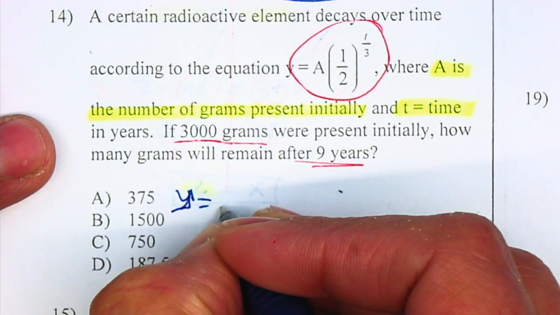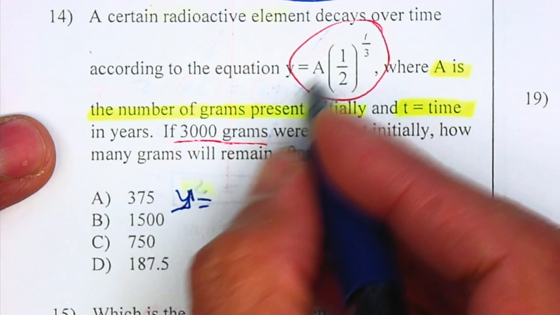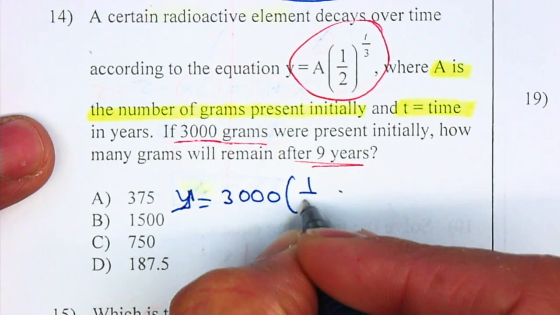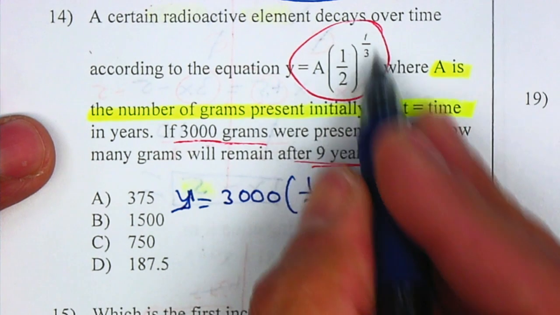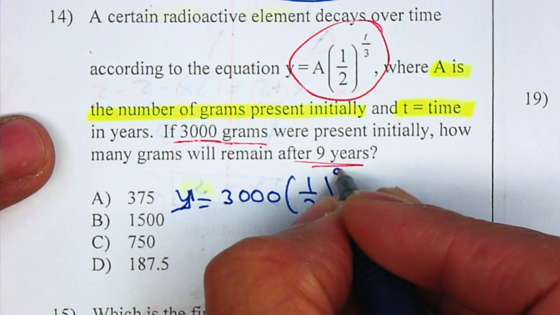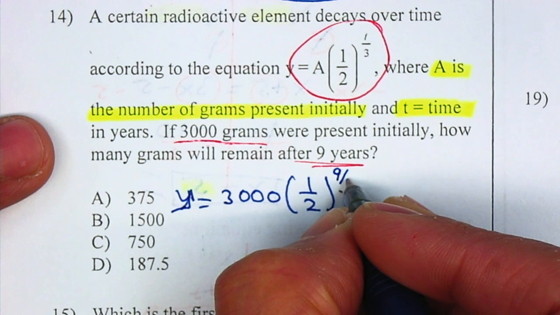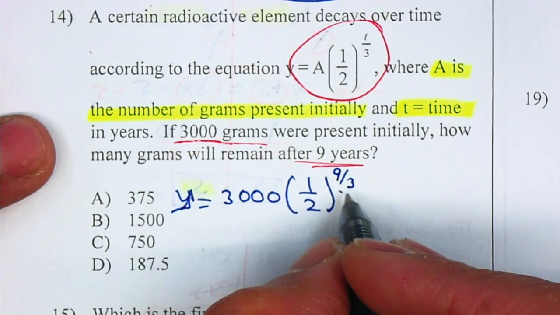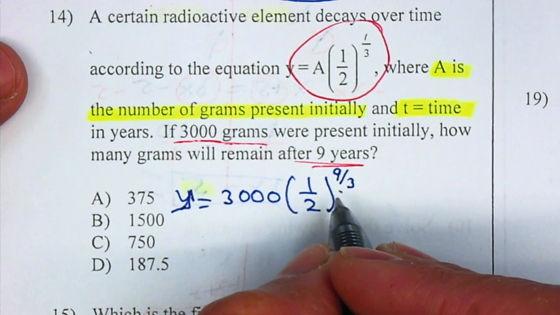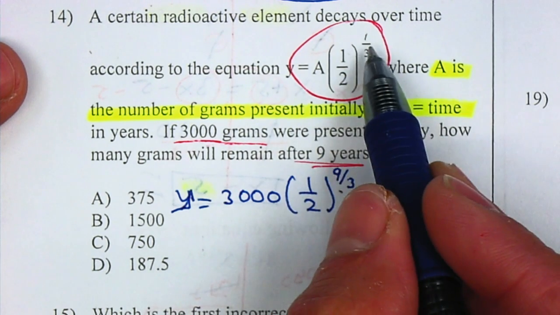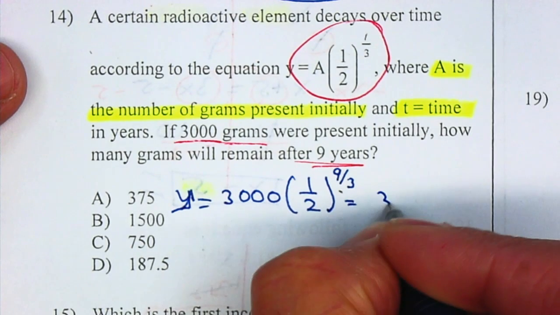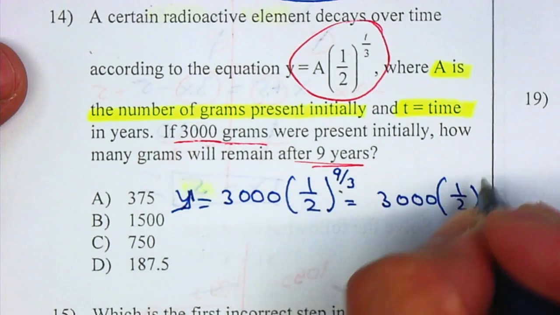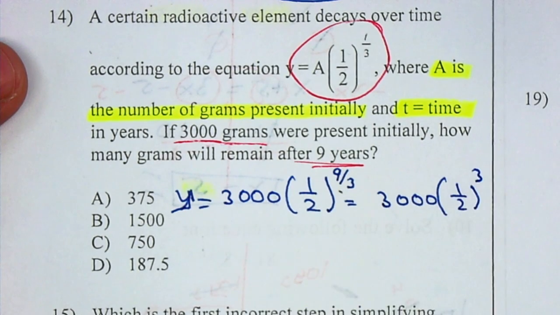Y is equal to A, which will be 3,000, times 1/2. T will be 9. We have 9 divided by 3 as an exponent. Some of you are writing a huge number. You have to be careful. It's an exponent. Let's simplify it out. So we have 3,000 times 1/2 to the power of 9 divided by 3, which is 3.